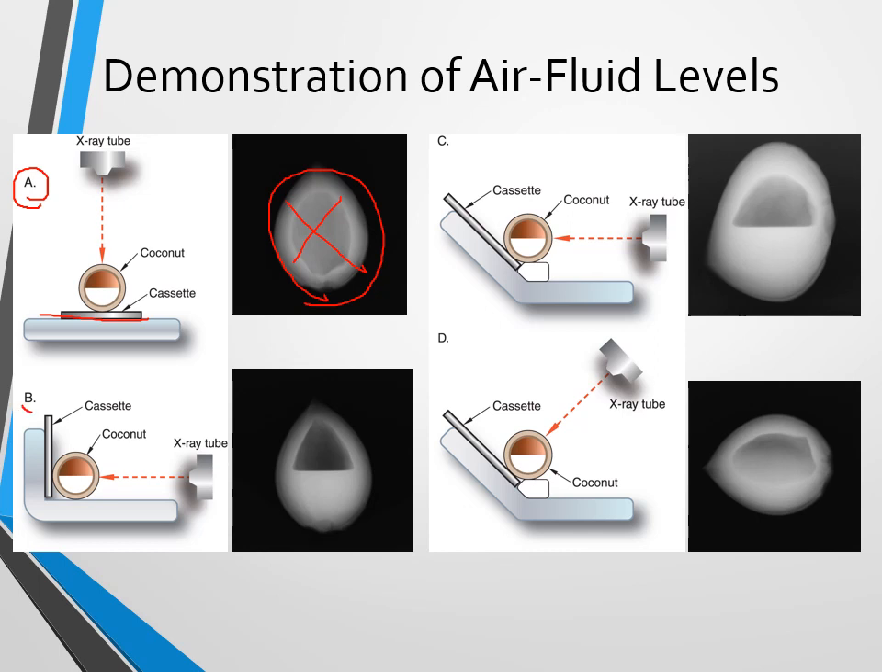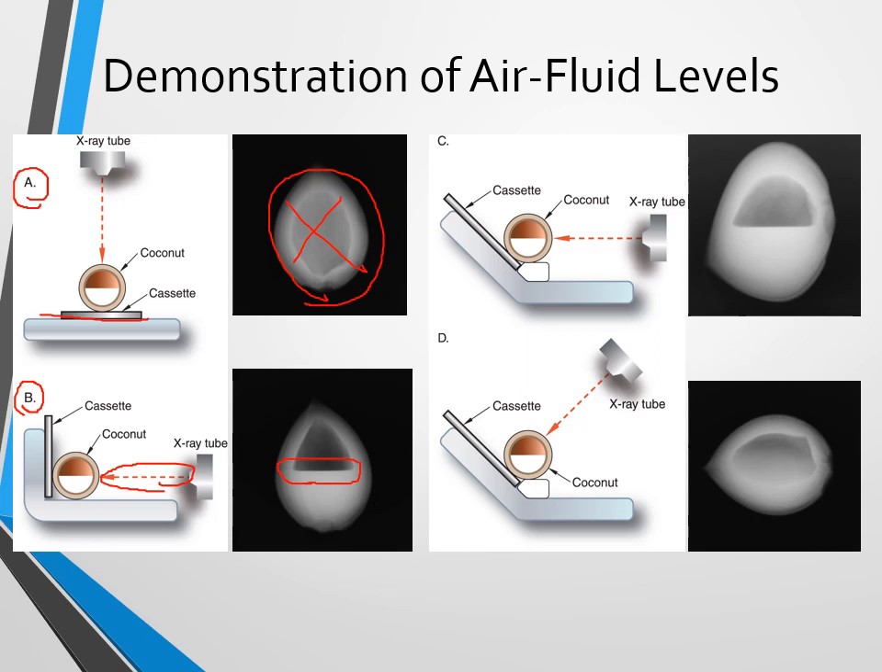In picture B, we're looking at the cassette being perpendicular to the image receptor again, but this time we're using a horizontal X-ray beam. And now we can see the air fluid levels in our image of the coconut.